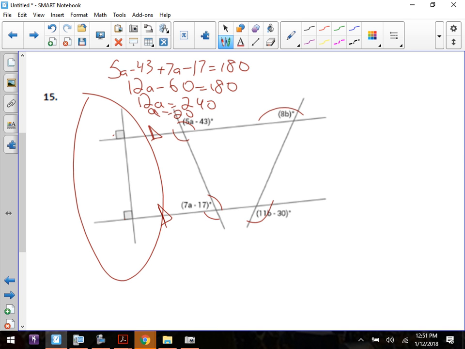For the next one, they have to be equal. So you have 8b equals 11b minus 30. So 30 is 3b. So b is 10.